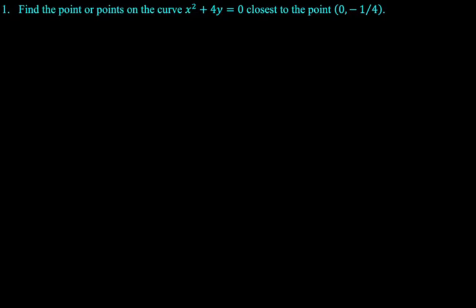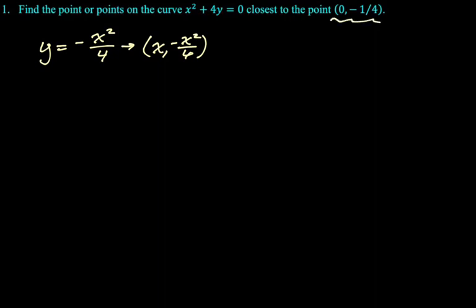So first thing I'm going to do is solve for y so that I can get y as a function of x, which means every ordered pair on that curve is of the form x comma negative x squared over 4, which is not the best thing to work with, but we're going to do it anyway. Now I want to write down the distance formula. One point in the distance formula is (x, negative x squared over 4). The other point I'm going to use is (0, negative 1/4).